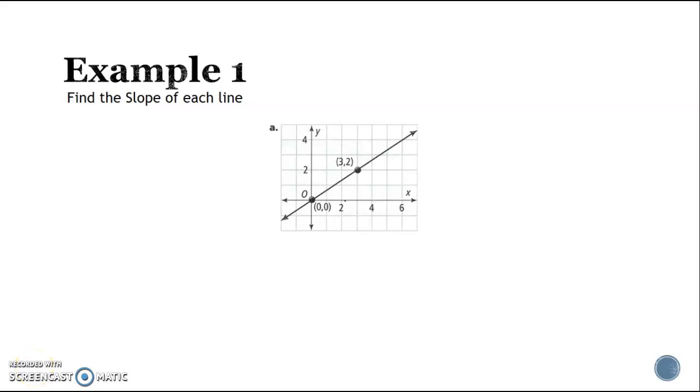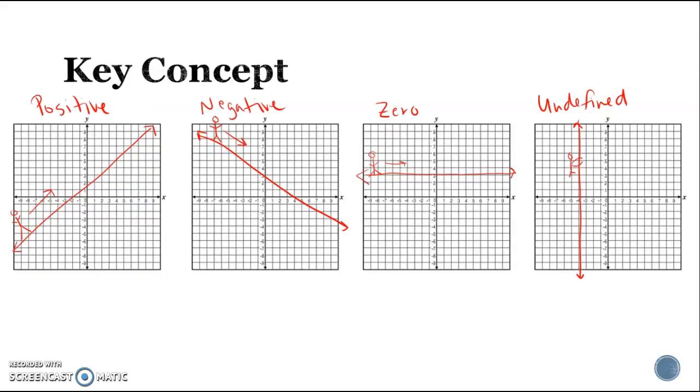Okay, well, welcome back. So we're talking about slope. In the last video, we talked about what slope was, and we talked about the 4 different types of slope. So to refresh, here are the 4 different types: positive, negative, 0, and undefined.